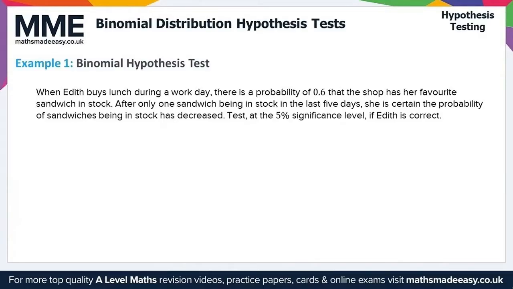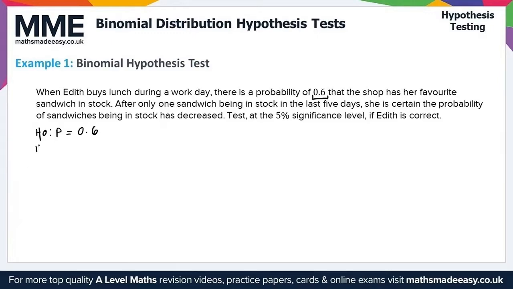Example 1 here on binomial distribution hypothesis test is taking a look at a binomial hypothesis test. So here, as this is a hypothesis test, the first thing we want to do to start off with is just give our hypotheses. So H0 here, well, as this is a binomial hypothesis test, we're using probability here. So we use P to represent this. Now, we use the probability that's given here of 0.6. So we're saying P equals 0.6.